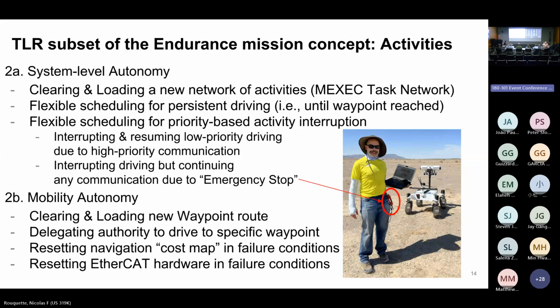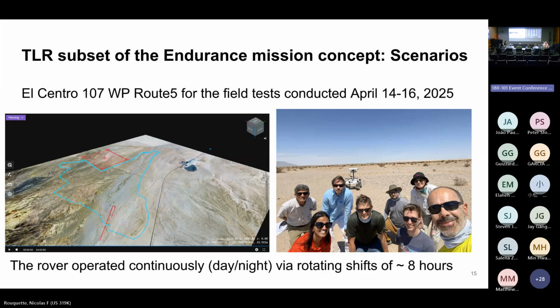Then mobility autonomy. There's all kinds of things that we turned out to have to do. Some were found later, like resetting the EtherCAT hardware, which turned out to fail far more often than we would like. The point of all of this was that for this rover, we made a test back in April last month, 14 to 16. We drove almost two thirds of that route, which was 18 kilometers. This on the right is a picture of a shift. We drove day and night in shifts of about 8 hours each. So it was a quite useful experience.